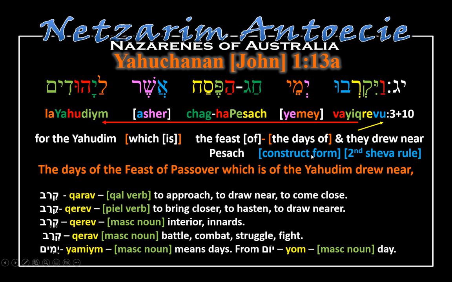Yemei, the days of, and that's a construct form. And I also gave you that the second Shavah rule applies there. And then it is Chag, which means the feast, and I've added of, Ha-Pesach, the feast of Pesach, Passover. Asher, which, and I've added is, La Yehudim, for the Yehudim. The days of the feast of Passover, which is of the Yehudim, drew near. And I've also given you Yamim, which means days. From Yom, right? And Yom is a masculine noun meaning day. Now that is the normal form, but Yemei is a construct form. And with the ending like that, it tells us it's the days of.